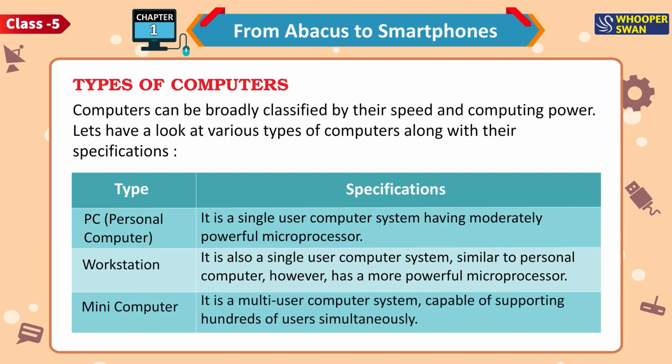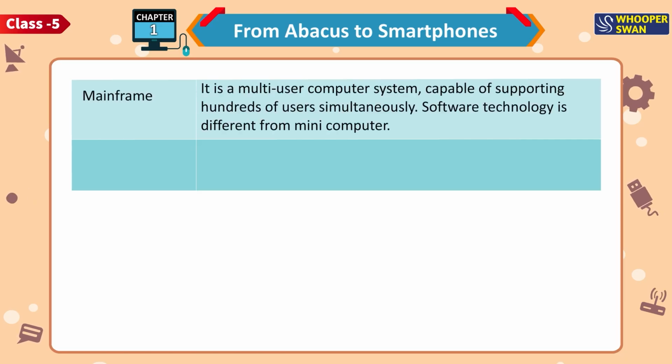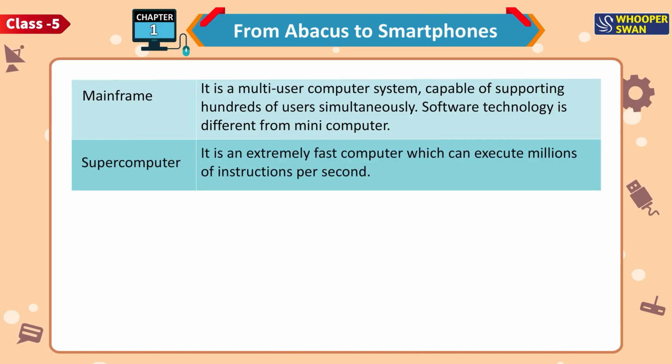Mini computer. It is a multi-user computer system, capable of supporting hundreds of users simultaneously. Mainframe. It is a multi-user computer system, capable of supporting hundreds of users simultaneously. Software technology is different from mini-computer. Supercomputer. It is an extremely fast computer which can execute millions of instructions per second.